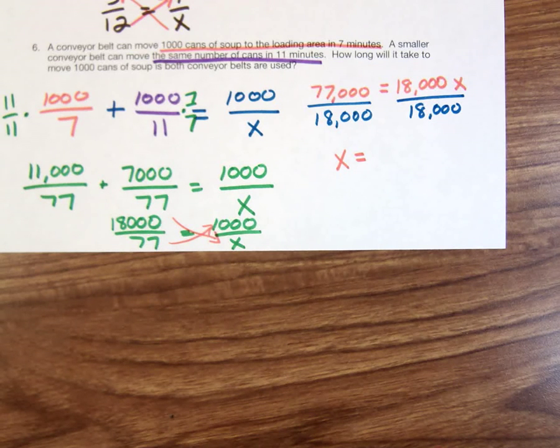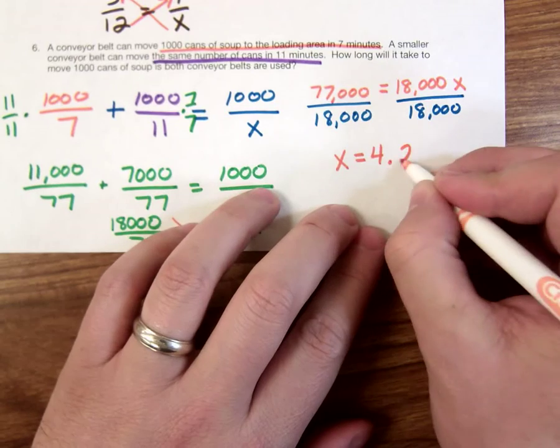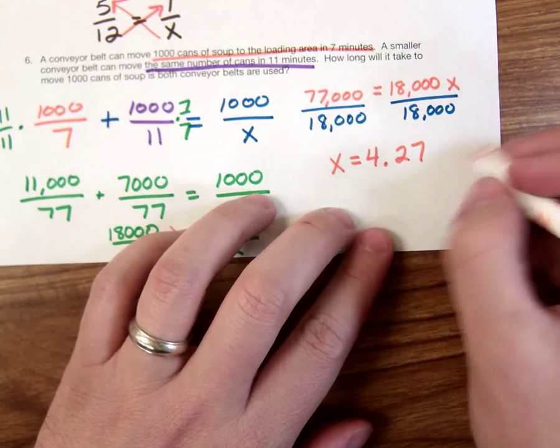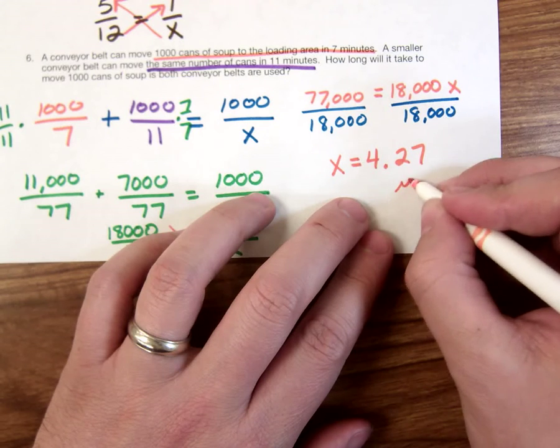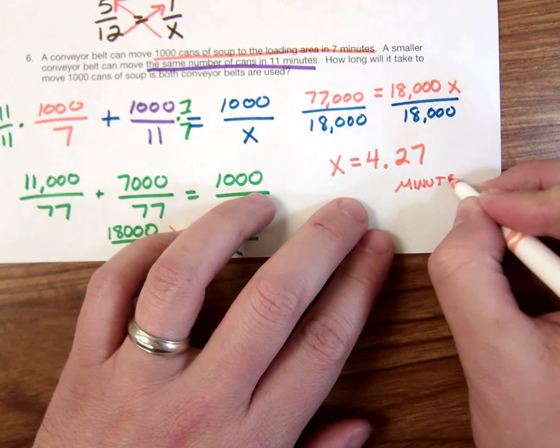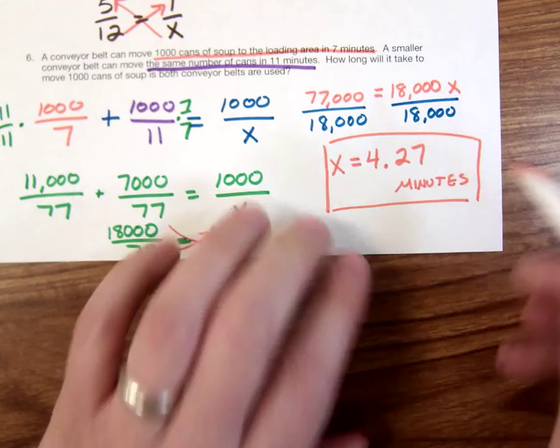64? Oh man, did I hear you wrong? What'd you say? Oh, 4. That's what I said. 4.27 what? Minutes. So a little bit less than 4.5 minutes, which makes sense.